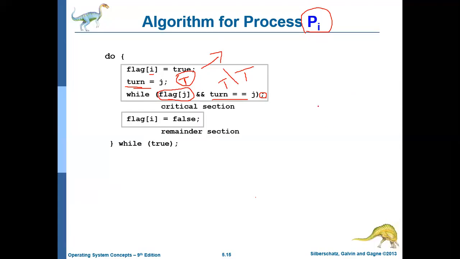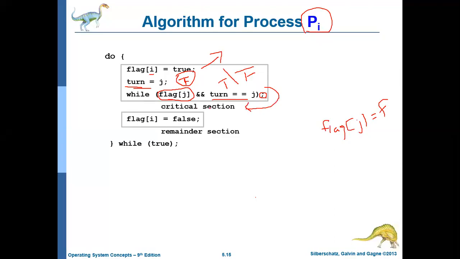And while coming out of the critical section, what will the jth process do? While coming out of the critical section, it will make flag of j equal to false. So the moment it comes out of the critical section, flag of j will be false. So if flag of j is false, then automatically this condition will become false and true, and it will be returned false. So then the control will get into the critical section for the ith process.